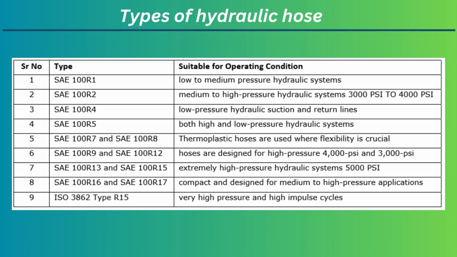8. Type. SAE 100R16 and SAE 100R17. Suitable for compact hoses designed for medium to high pressure applications. 9. Type. ISO 3862 Type R15. Suitable for very high pressure and high impulse cycles.